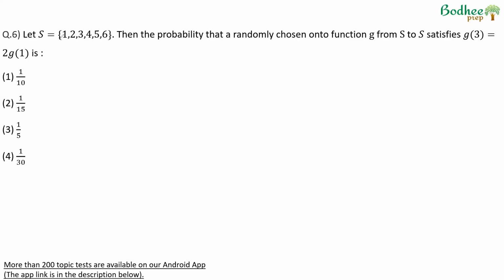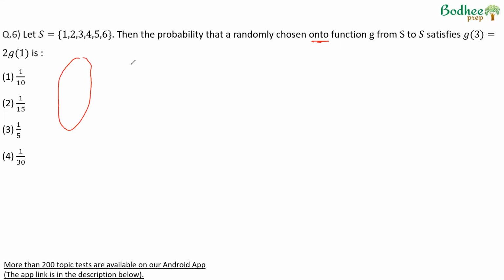Let S comprise a set of elements 1, 2, 3, 4, 5, 6. Probability that a randomly chosen function is onto. Onto means all the images should have a pre-image. There should be no element in the range that is left empty in that sense. It's an onto function g from S to S.